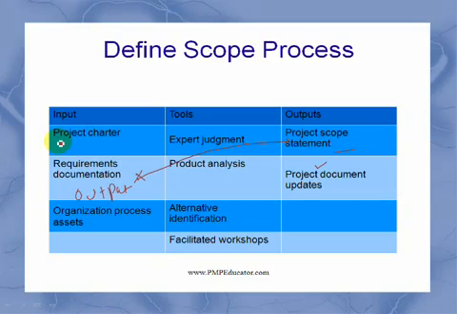So the first input for this process is the project charter, and the project charter, as we know, is the key document going forward in your whole project life cycle. This is the basic initial document which you need to start working on your project. It has the key information about the project, and some information about the project manager, authority, and the resources, and all those kind of things. So this is the first input.